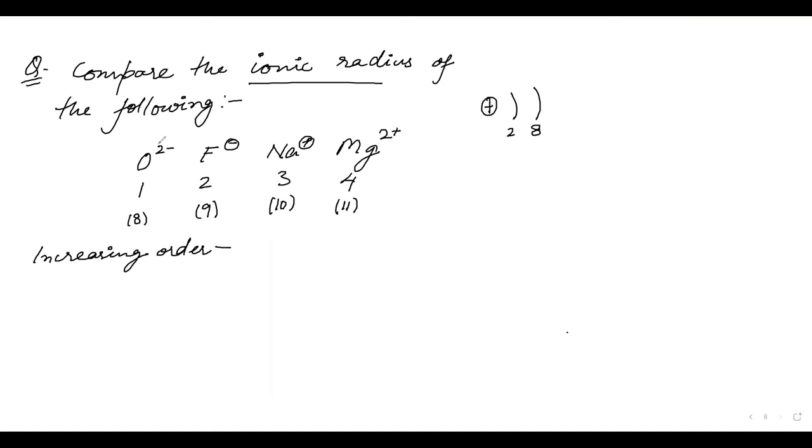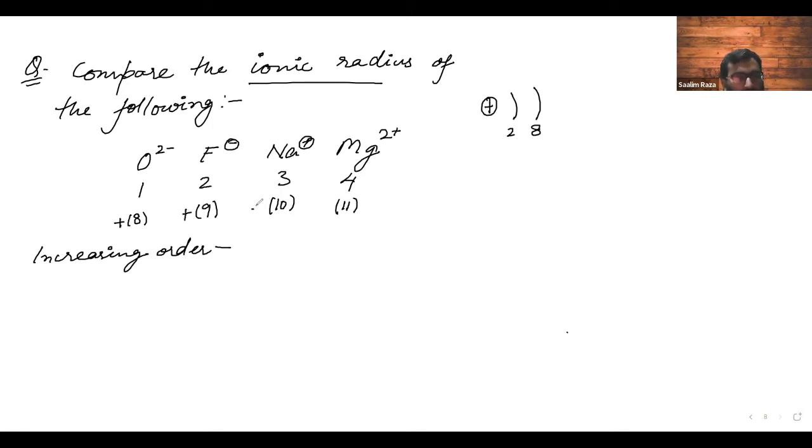Everyone? Yes, sir. Now the only thing that they differ in is their nuclear charges. Correct? Now you will tell me oxygen has +8, fluorine has 9 protons, hence +9. Sodium has how many? 11, sir. Sodium has 11 protons. Yes. Wait a second.